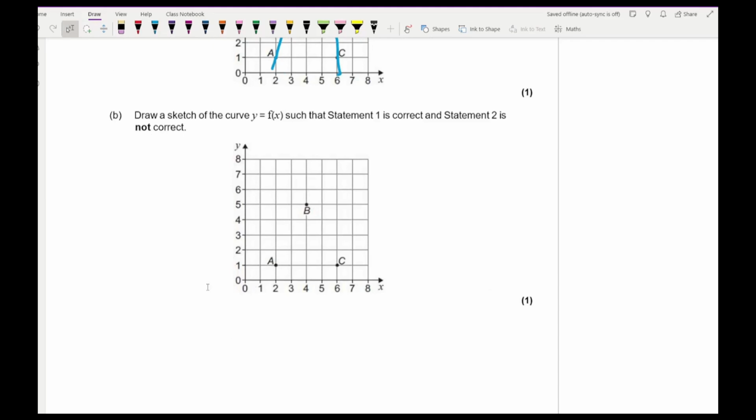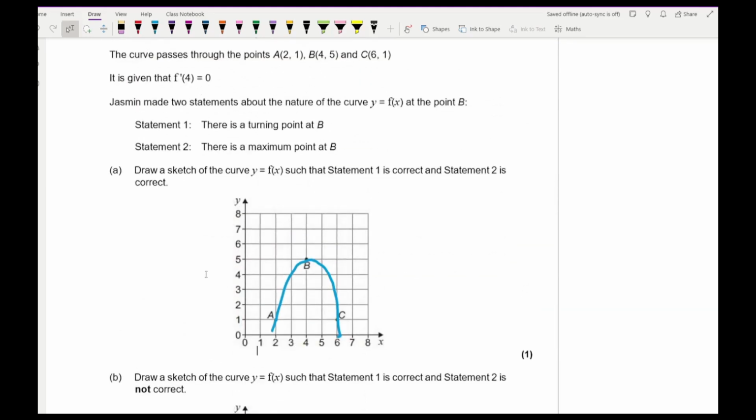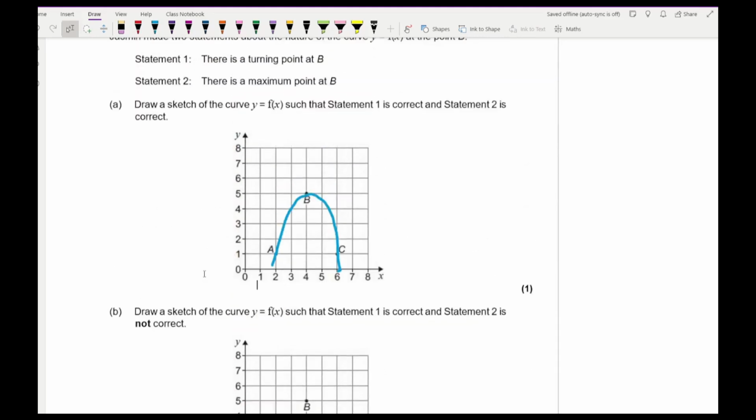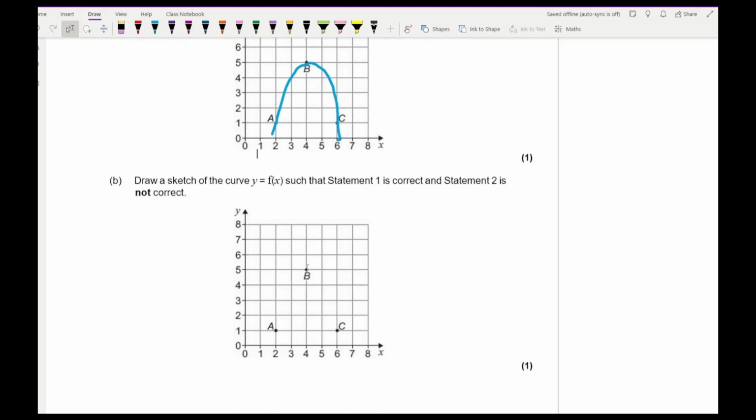Then for B, it then says draw a sketch of the curve y equals f of x such that statement 1 is correct and statement 2 is incorrect. Now again, remember that the two statements were that there is a turning point at B, and statement 2 is that it's a maximum at B. So what I want to show is that it's a minimum at B. So what would that look like? Well, it would look something like this. So we've got a turning point at B, but you can see here in this diagram, the curve that I've just drawn, that B is a minimum.